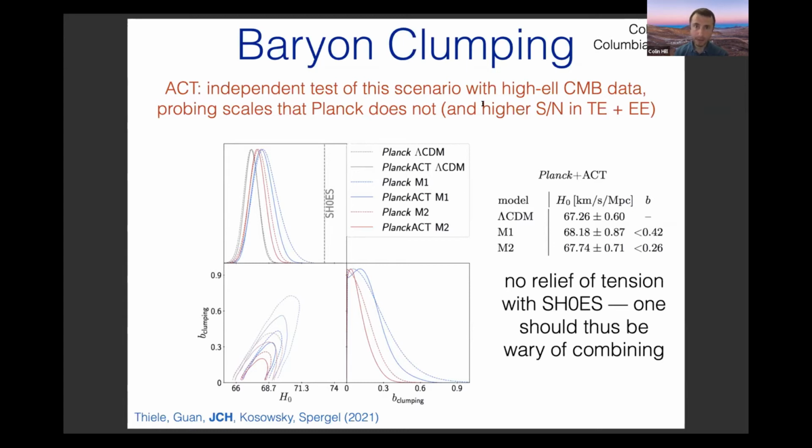So the independent modes that we measure in ACT on small scales don't seem to show evidence of the predictions of these baryon clumping models. And if you look at the actual marginalized results on H-naught, you can see that there's not a significant shift upwards. So there's not a major reduction of the tension with SH0ES, which means one should really be wary of combining the data sets, even in the context of this extended model.